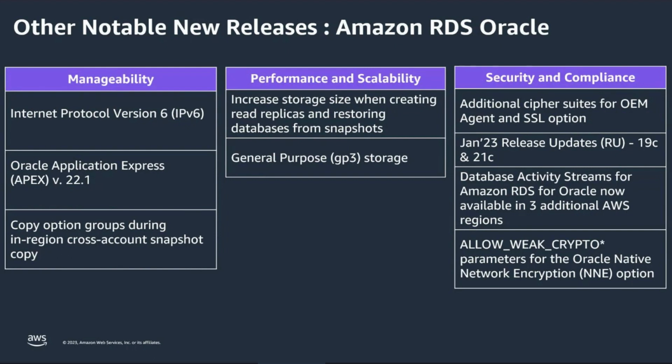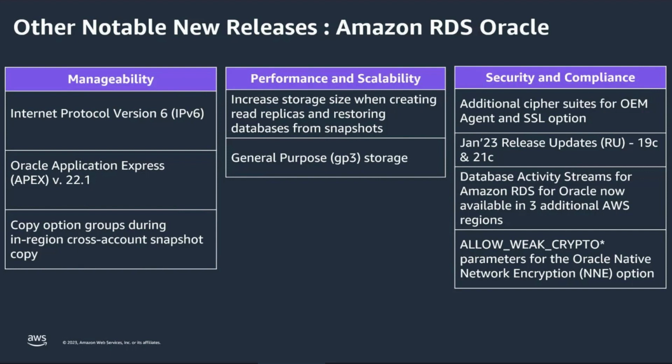Under security and compliance, the new features are additional cipher suites available for OEM agent and SSL option. We also have January 2023 release update available for 19C and 21C instances. Next, database activity streams, which provides a near real-time stream of database activities to help meet your compliance and regulatory requirements. Now the DAS feature for RDS for Oracle is available in 3 additional regions that are Spain in Europe, UAE in Middle East, and Hyderabad in Asia Pacific.